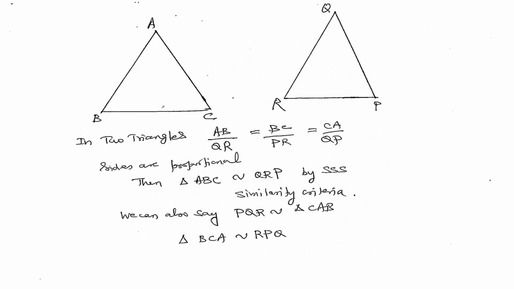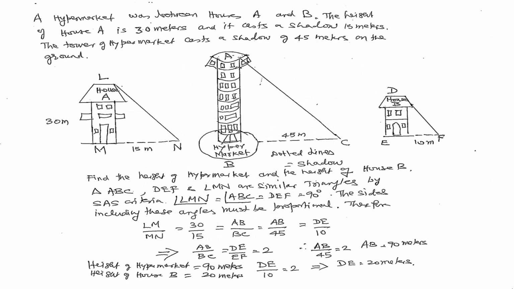In two triangles ABC and RPQ, AB by QR is equal to BC by PR is equal to CA by QP. Sides are proportional. Then ABC similar to QRP by SSS similarity criteria. We can also say PQR similar to triangle CAB and BCA similar to RPQ.